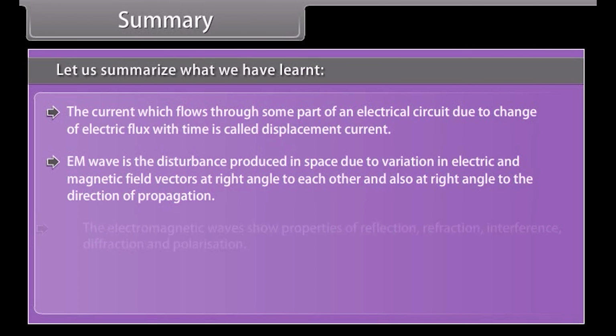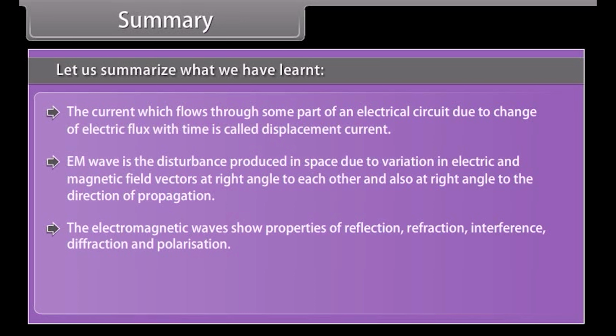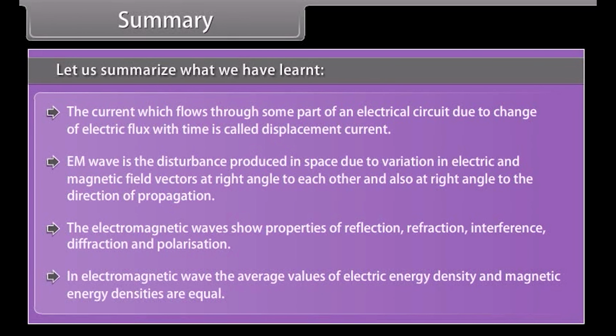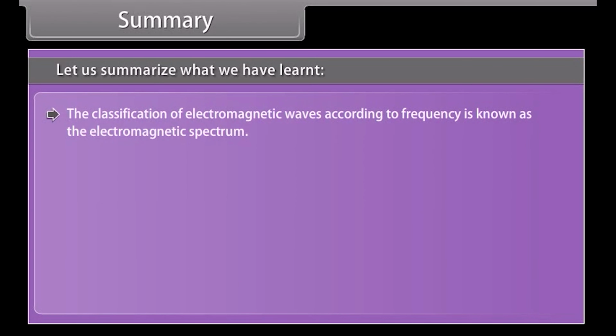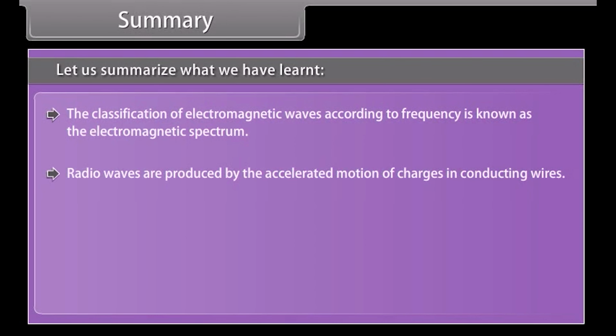The electromagnetic waves show properties of reflection, refraction, interference, diffraction, and polarization. In an electromagnetic wave, the average values of electric energy density and magnetic energy density are equal. The classification of electromagnetic waves according to frequency is known as the electromagnetic spectrum. Radio waves are produced by the accelerated motion of charges in conducting wires.